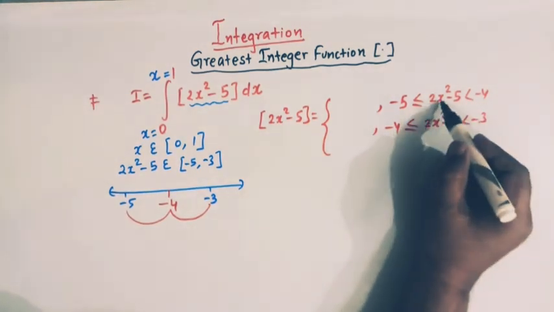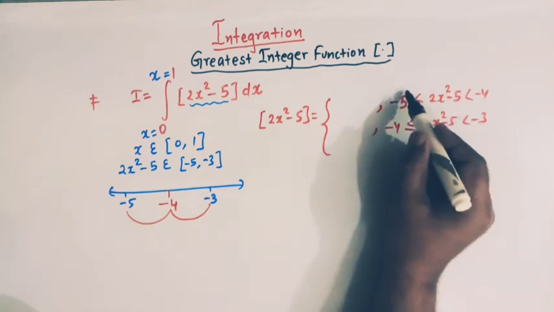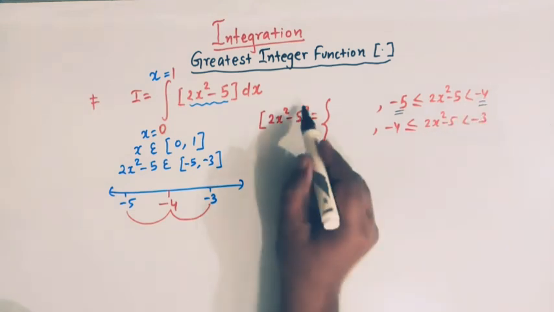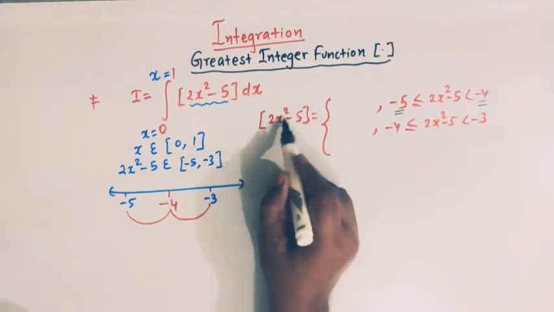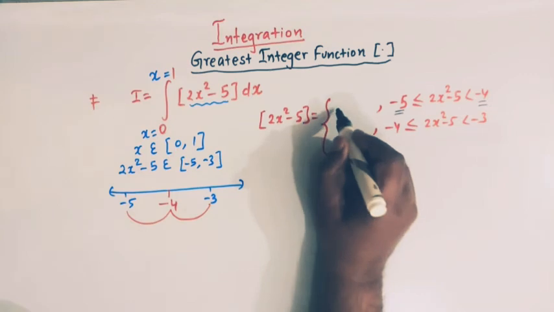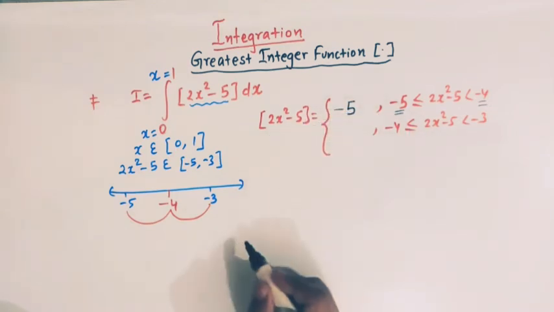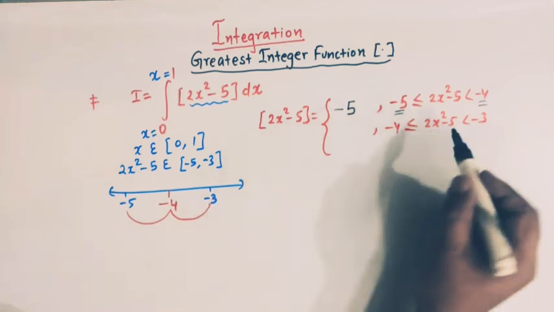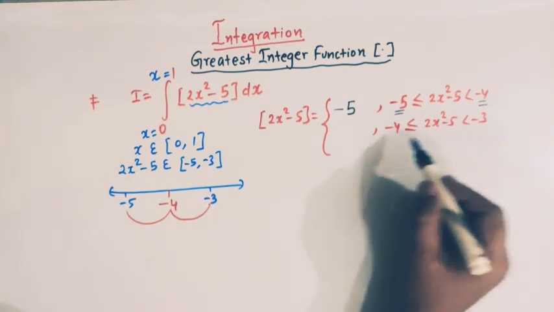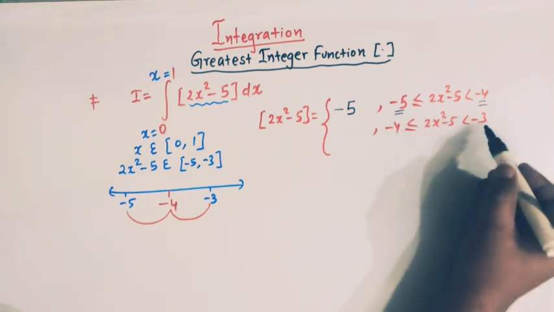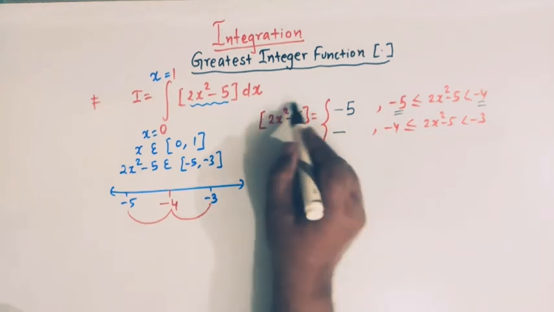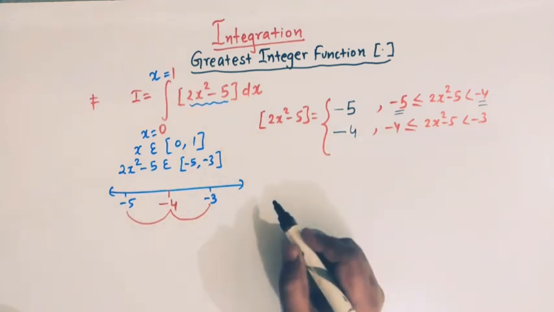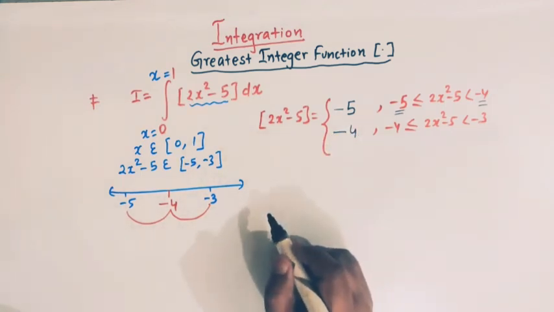Now when 2x square minus 5 lies between minus 5 and minus 4, the value of the greatest integer function of 2x square minus 5 is minus 5, due to the definition of the greatest integer function. Similarly, when 2x square minus 5 lies between minus 4 and minus 3, the value of this function is minus 4, again due to the definition of the greatest integer function.